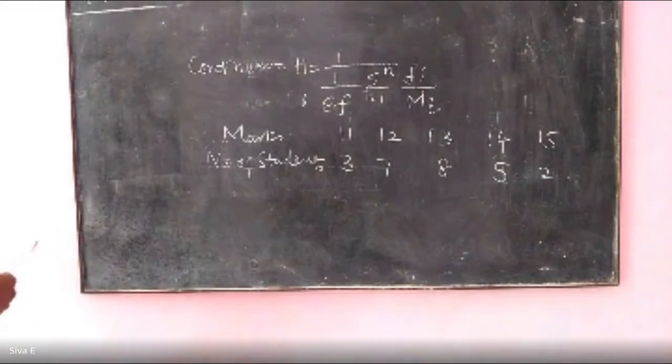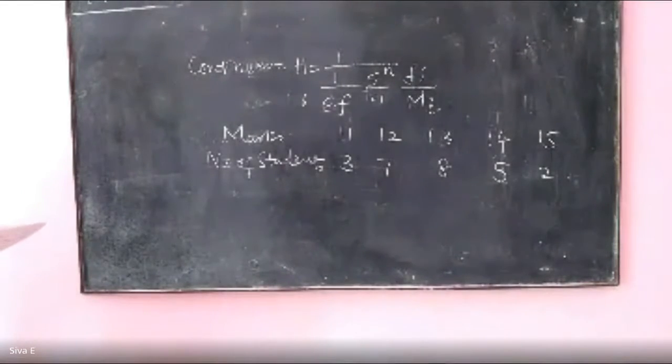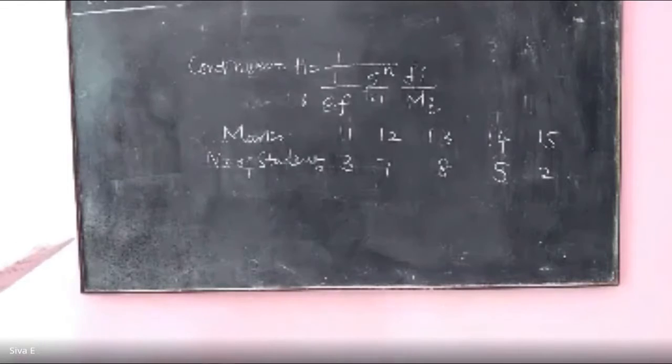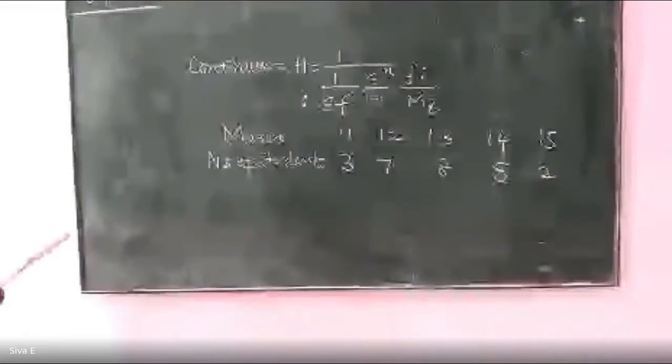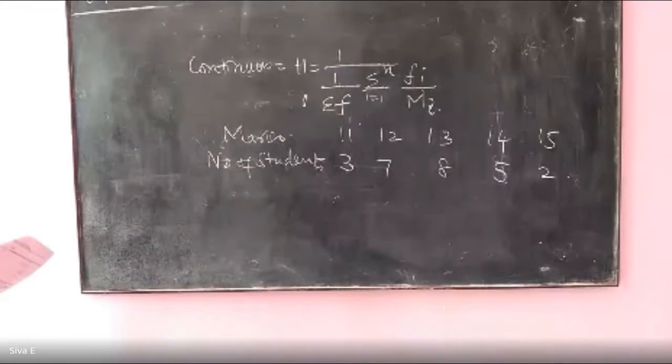Okay, for this, it is a discrete type data. The last one is 2. Number of students: 3, 7, 8, 5, 2.